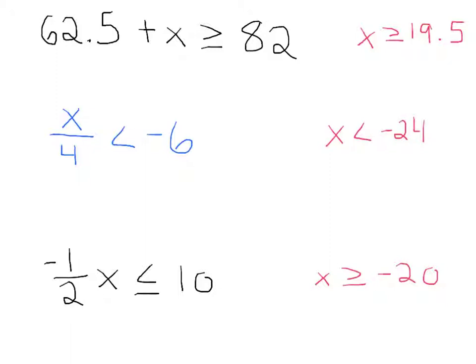Here are the answers. I just want to make sure to point out that in the second example, the sign stays the same because you are multiplying by a positive 4. So even though you have a negative here, the number that you're multiplying by is positive. So the sign stayed the same. But in this last example, you would have to multiply by the reciprocal here, which is a negative, which means we had to flip the sign here.